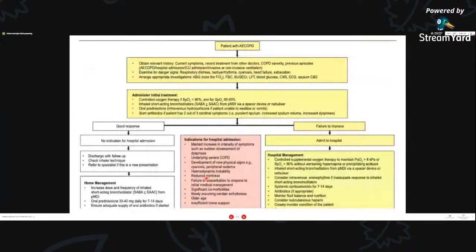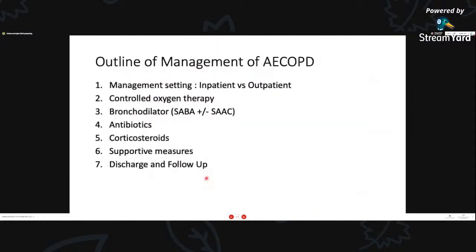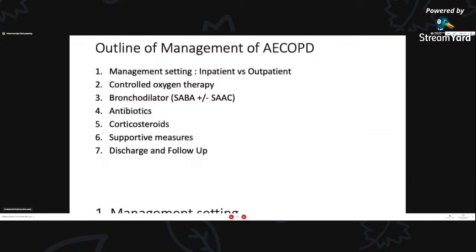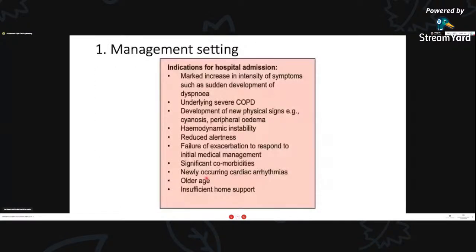But for the sake of going into the details of discussion, let us have a look at each one of these components. First and foremost will be the management setting. So these are the indications for us to admit a particular patient as an inpatient. For those not having these criteria, we can treat them at the emergency and then discharge home. So these are some of the features. You can see we have the disease factors as well as the social factors and the patient's factors. So you can read into the details of this list later on, taken from the CPG also.